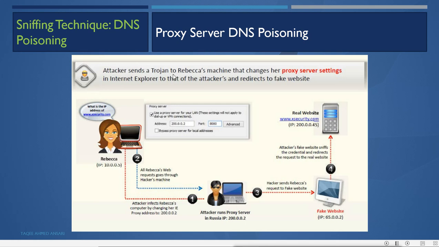Attacker sends a Trojan to this user's machine, Rebecca's machine, that changes her proxy server setting in Internet Explorer to that of the attacker's and redirects to the fake website. Simple, it will do what? It will create the Trojan and infect the victim machine with it, which changes the proxy setting of that user.